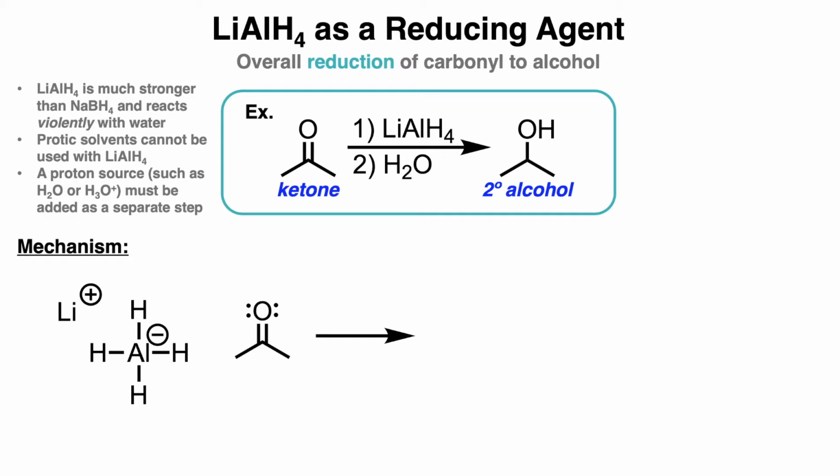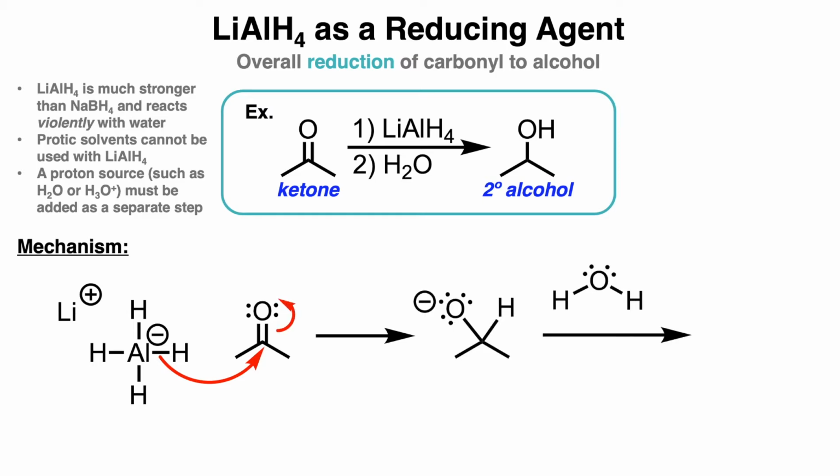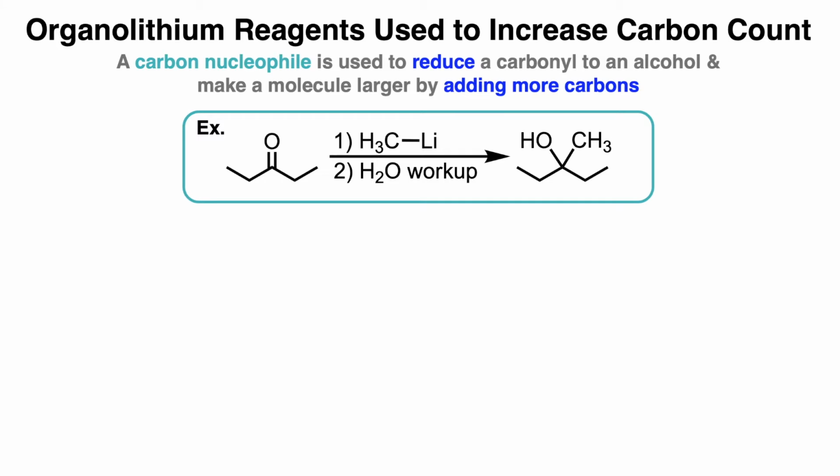The mechanism is actually quite similar to the last one, where the aluminum-hydrogen bond is our nucleophile and attacks the carbon of the carbonyl. Then the C=O double bond breaks to form a lone pair on oxygen. Then O- gets protonated by water to form a secondary alcohol.